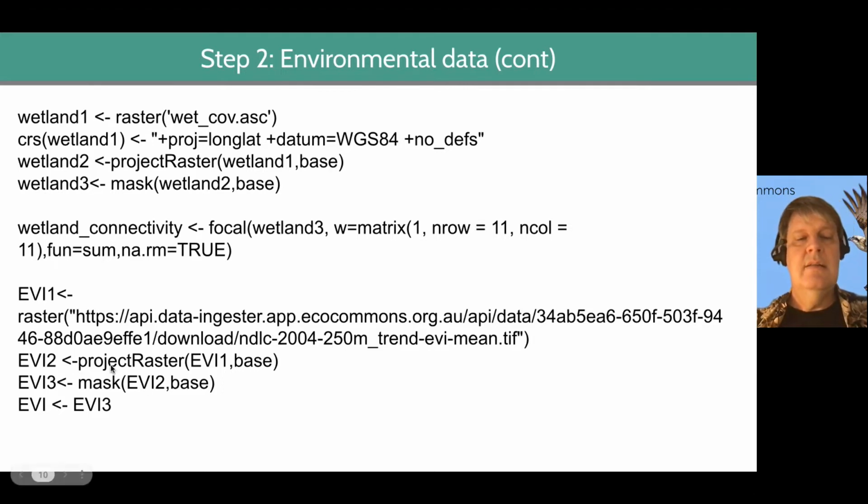And again, we're going to set the CRS and the extent the same as the base. So EVI is a greenness index, and we're going to mask it, and then we're going to rename it just EVI because that's simpler. And the reason I tend to go 1, 2, 3 on object names is if I go wrong somewhere in my script, I don't necessarily have to rewrite everything. I just have to rewrite the line where it went wrong and then run it from there. So it's just a habit I have in coding, but it's not one you have to follow necessarily.